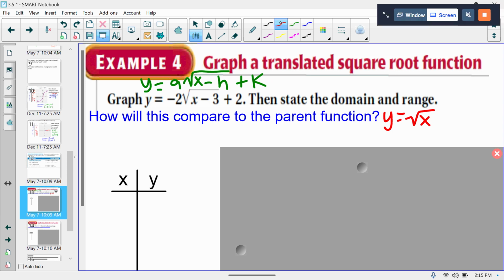So let's pay attention to a first. The 2 would stretch it out vertically, so it's going to be a vertical stretch. But because it's negative, it's also going to flip it upside down.